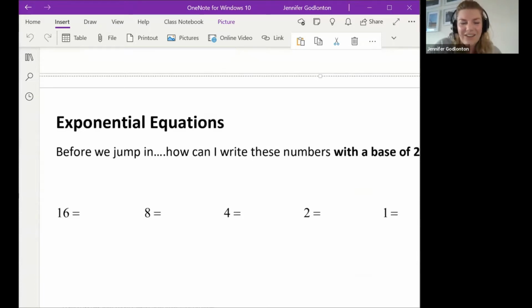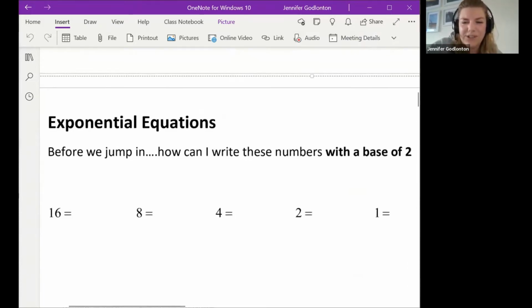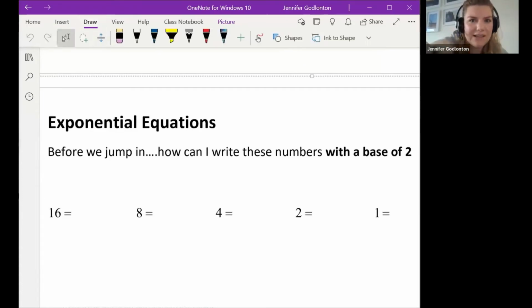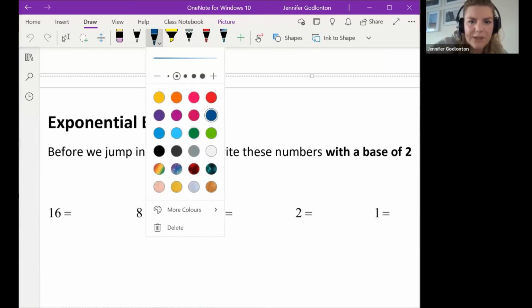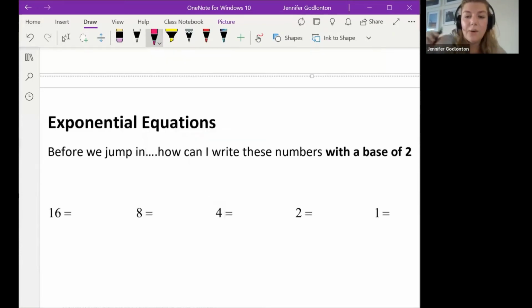Okay, so let's have a look at this first little bit because we actually first have to really understand exponents before we jump into exponential equations, because some of them are nice and easy and some get a little bit nasty. Let's have a look at this. What I'm wanting to do here is write these numbers all with a base number of 2 and then have an exponent, okay?